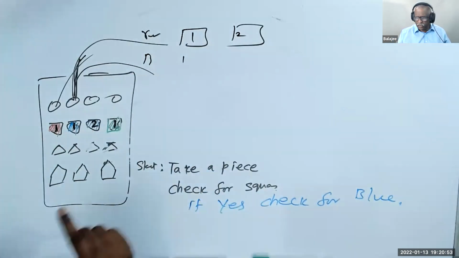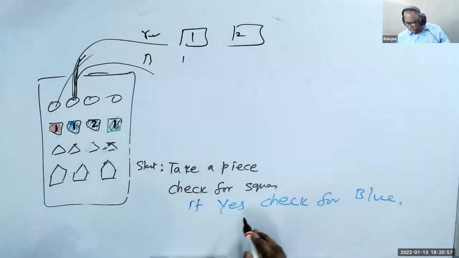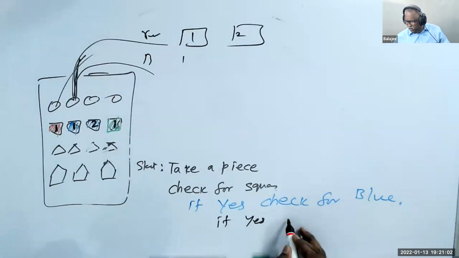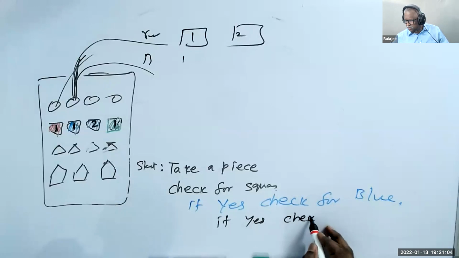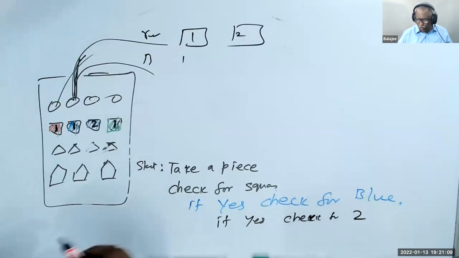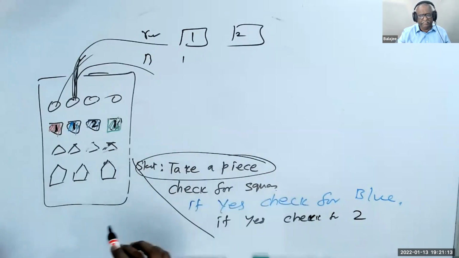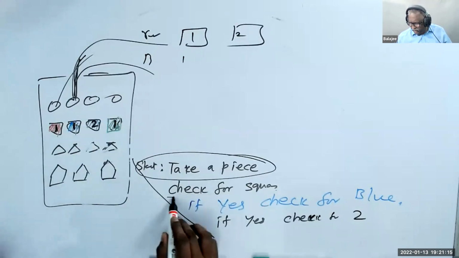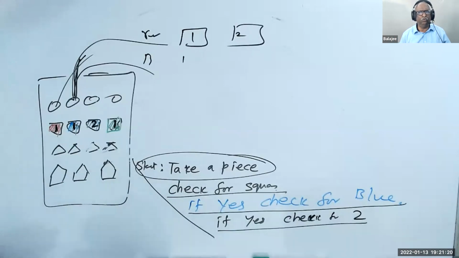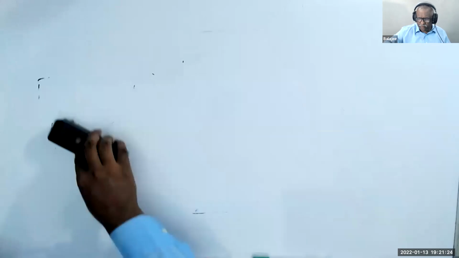Now if I ask you that in the blue, take only 2. Now I'll do: if blue, check for blue. If yes, check for 2. Then I'll count. See, now you are doing it indirectly. First you are checking a piece till it's available. Then you check for square. Then you check for blue. Then you check for 2. Same thing here.